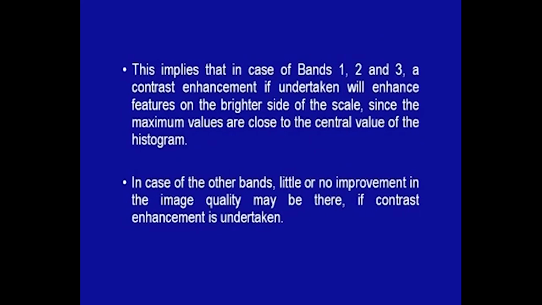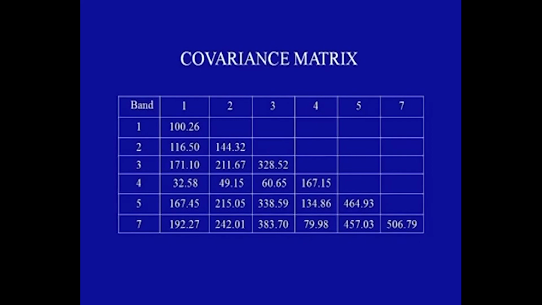This implies that in case of band 1, 2 and 3, a contrast enhancement, if undertaken, will enhance the features on the brighter side of the scale, since the maximum values are closer to the central value of the histogram. In case of the other bands, little or no improvement in the image quality may be there if contrast enhancement is undertaken. So, another process in image processing has now been understood by examining the initial statistics of the data set. Now, we examine the covariance matrix.